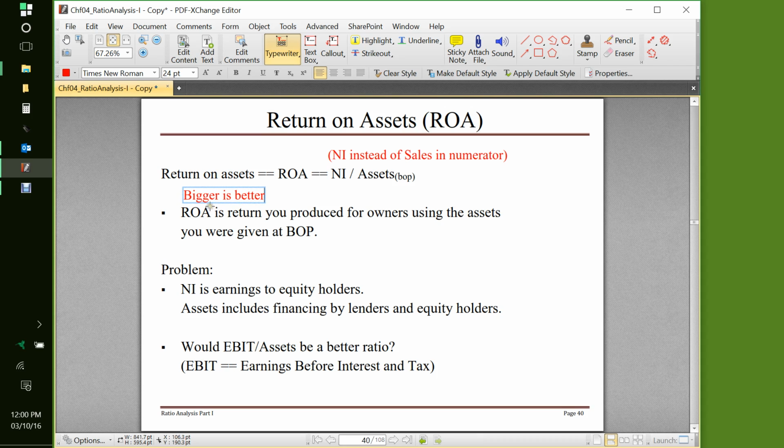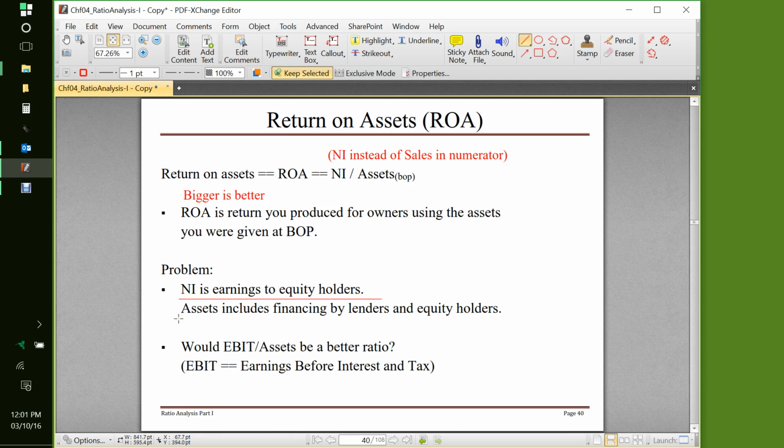And again, we could improve this ratio by jettisoning some inefficient assets, as well as, of course, just trying to increase our net income. So there's a slight problem with this ratio, which is that our net income represents earnings to our equity holders, okay? So net income is only what goes to owners, okay?